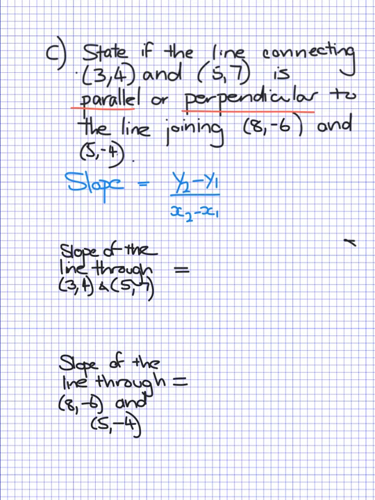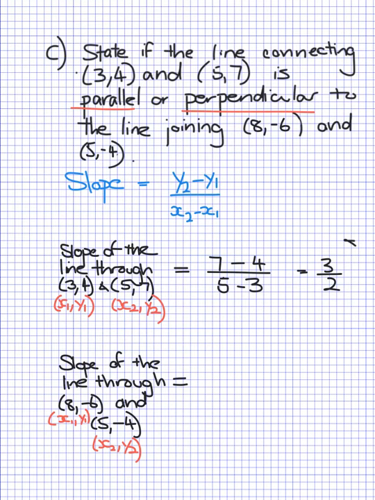Alrighty, so I've set my page up like that. And I'm going to remember that I always label the points as x1, y1 and x2, y2, just so that I don't get confused when I put them into my formula. So I'm going to call this one x1, y1, and this one x2, y2. And then I'm going to put the numbers into the formula. So y2, 7, y1, 4. So it's going to be 7 minus 4. x2, 5, x1, 3, 5 minus 3. So I'm going to get that the slope of this line is 3 over 2.